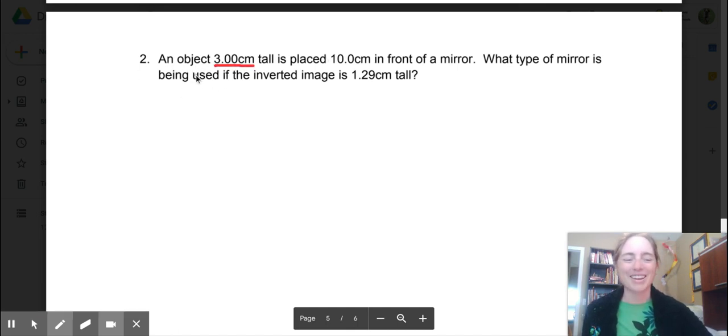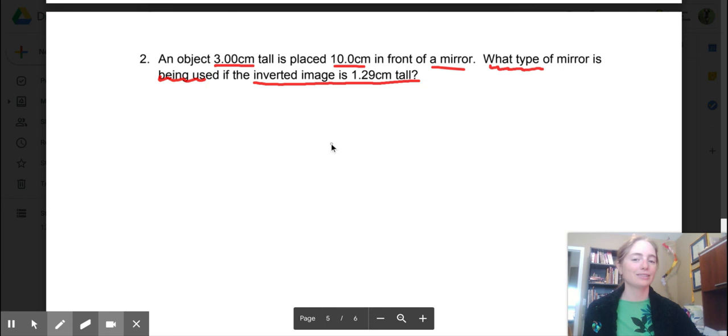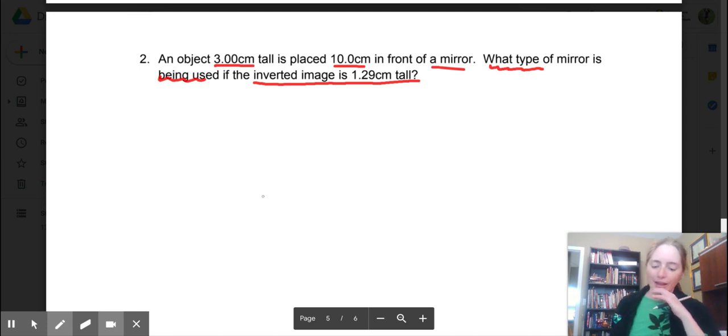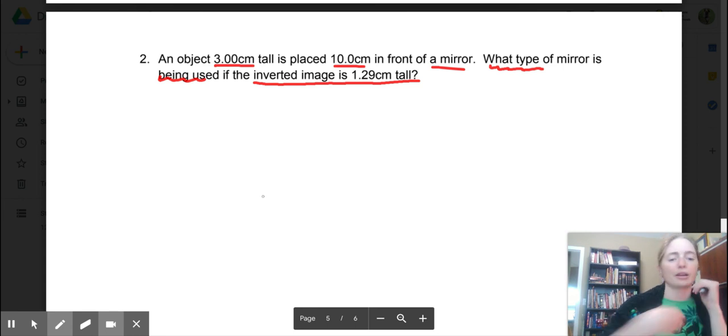Okay. An object is 3 centimeters tall, is placed 10 centimeters in front of a mirror. What type of mirror is being used if the inverted image is 1.29 centimeters tall? Well, ladies and gentlemen, we are going to need to do some pondering. Let's go back to our chart and do some thinking here.